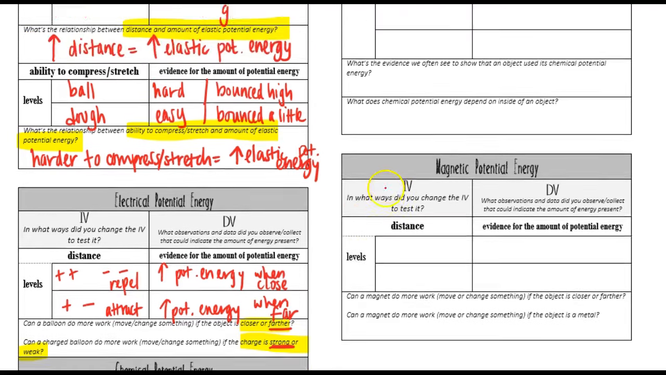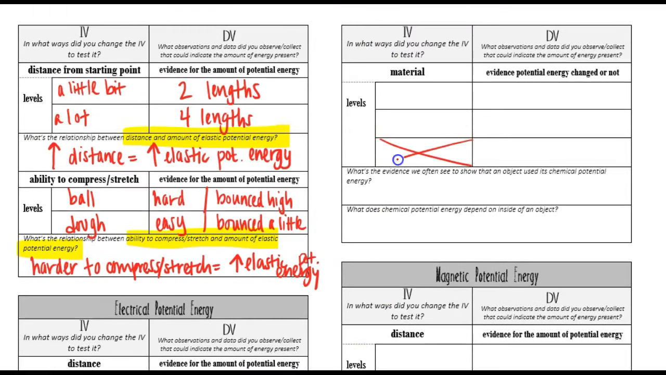Okay, now let's look at chemical potential, and I made a mistake. There shouldn't be a third box here. So we looked at a glow stick, and we also looked at a hand warmer. So these are two different ways that we could see how chemical potential energy was being used.